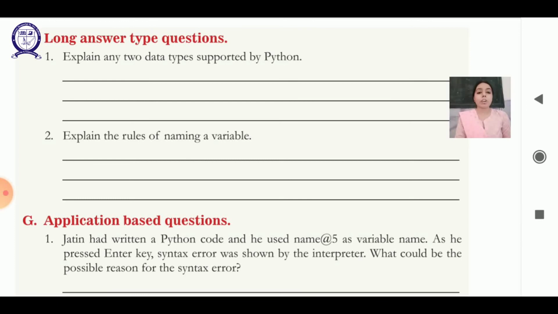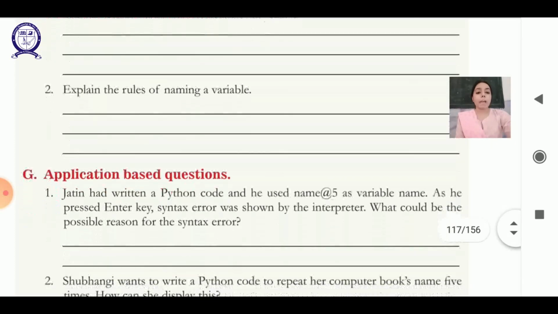That is, a variable cannot start with a digit. It can only have the special character underscore and it can have no other special character except the underscore, and there should be no spaces between the two words that can be joined by an underscore, right? Now we have the application based questions.